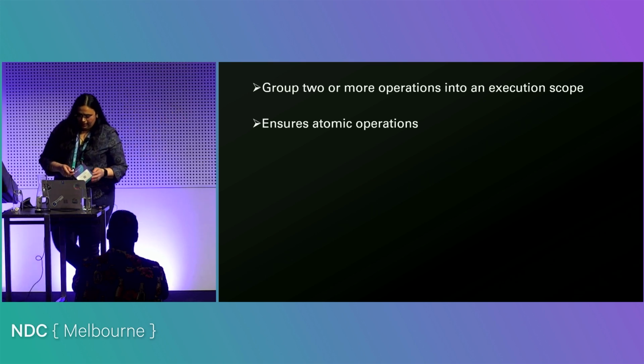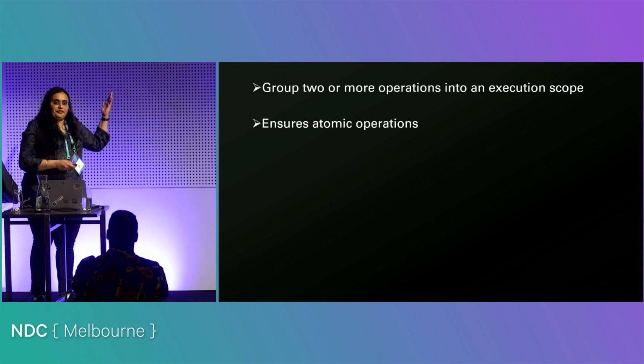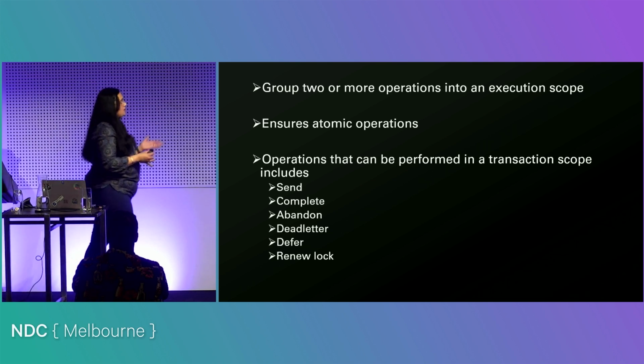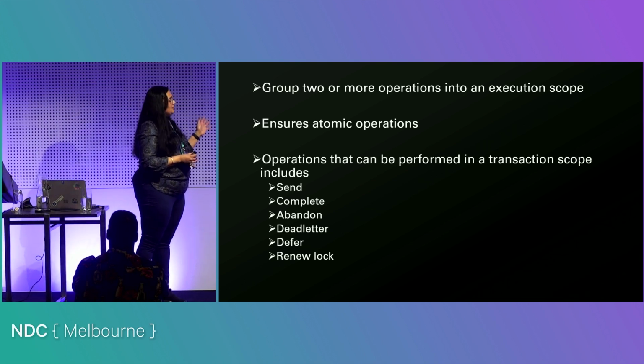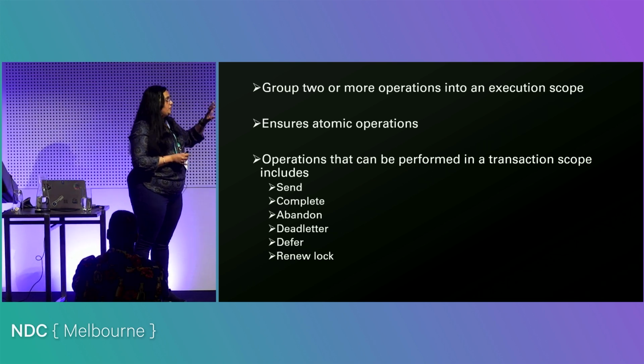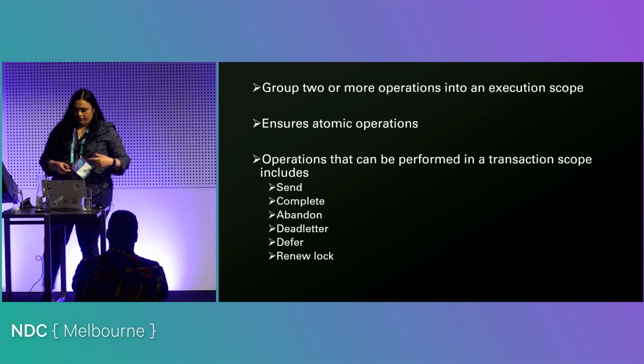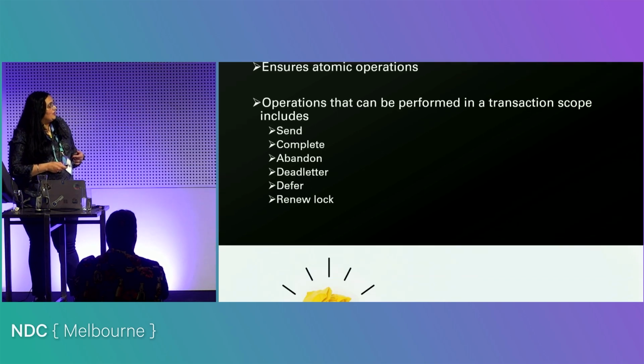Things happen. So you are increasing the reliability of your system further by bringing in transactionality, and the operations that can be put into a transaction scope are send, complete, abandon, dead letter, defer, which is message deferral, which I'm not covering today but something you might want to look into, and renew lock, which is increasing the peek lock timeout. So what about receiving?